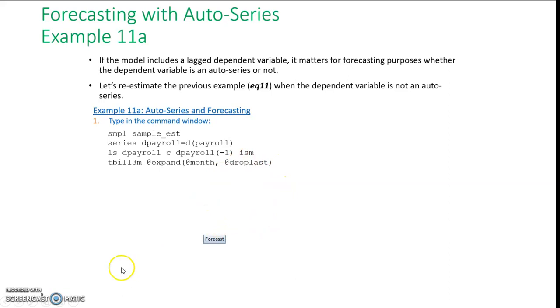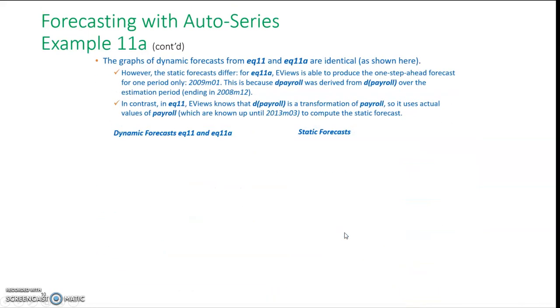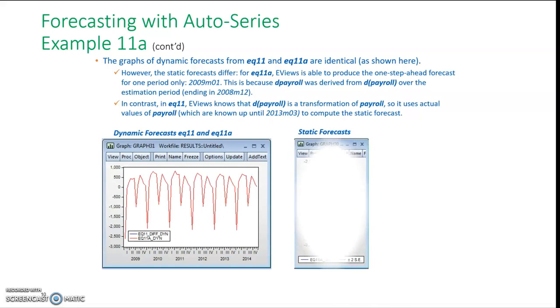And on the equation toolbar, I will click on the forecast, and then I'll get this window. And again, it has a dynamic forecast and it has a static forecast method. And then I will set this sample, and I will click OK. And after that, I get these dynamic forecast and static forecast graphs.